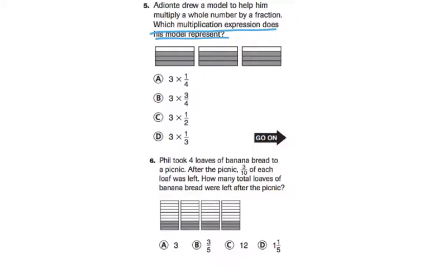So I see I have 1, 2, 3 groups, and in each of the 3 groups, the fraction I have is 1, 2, 3. 3 out of how many? Out of 4. So I'm multiplying 3 wholes times 3/4. Which answer choice matches? Nope, because that's times 1/4. This one does. No, that's times 1/2. No, that's times 1/3. So my best answer choice is B.